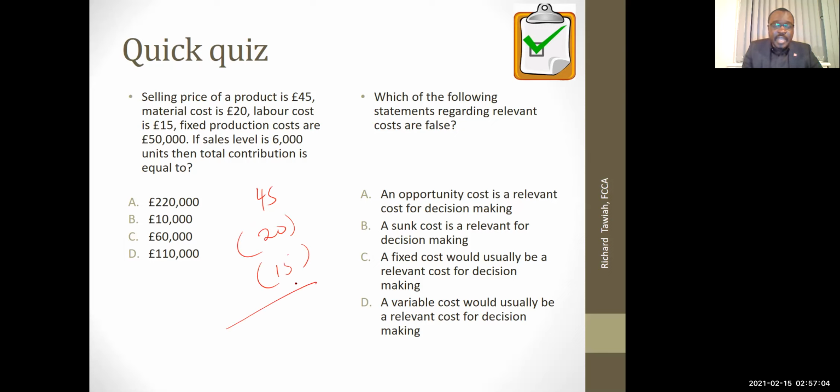Which of the following statements regarding relevant costs are true? Opportunity cost is a relevant cost, yes. Sunk cost is relevant, no. Fixed cost will usually be a relevant cost, no. Variable cost will usually be a relevant cost, yes. All right, very easy, straightforward.